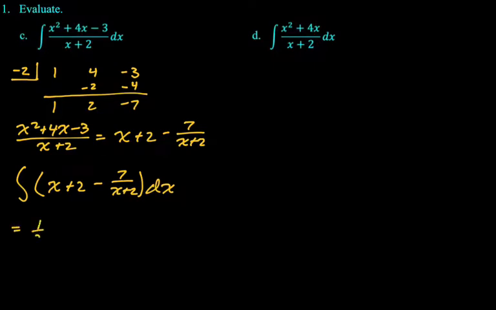So reverse power rule, reverse a power rule. And then this is a natural log. So it's negative 7, and then the natural log of the absolute value of x plus 2. And then a plus c, because of course.